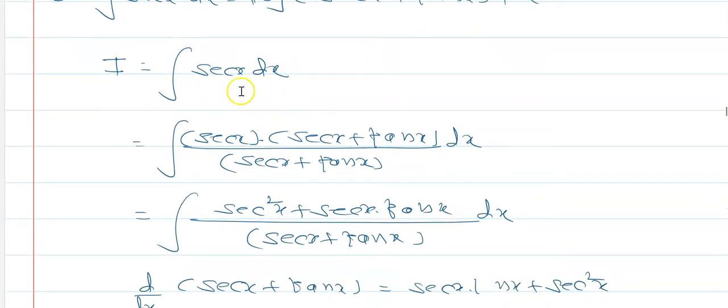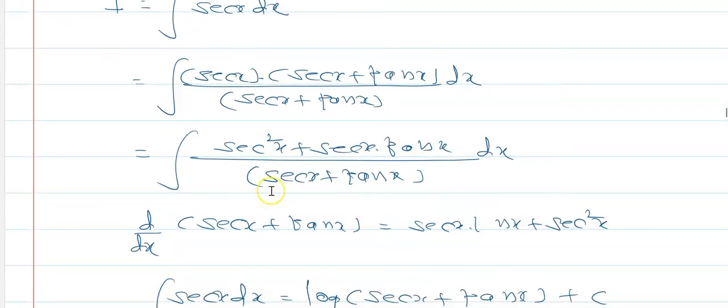Now in this case we multiply the numerator and the denominator by sec x plus tan x. If you multiply sec x with this sec x and with this tan x, then you will get sec square x plus sec x into tan x. Now see this here, to the denominator sec x plus tan x.